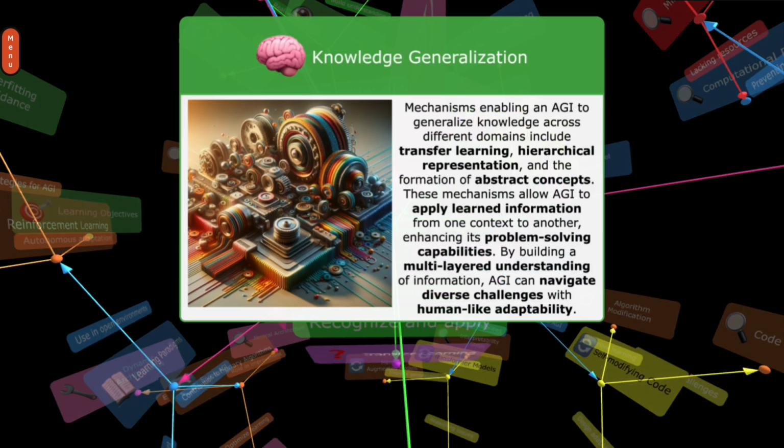Mechanisms enabling an AGI to generalize knowledge across different domains include transfer learning, hierarchical representation, and the formation of abstract concepts. These mechanisms allow AGI to apply learned information from one context to another, enhancing its problem-solving capabilities. By building a multi-layered understanding of information, AGI can navigate diverse challenges with human-like adaptability.